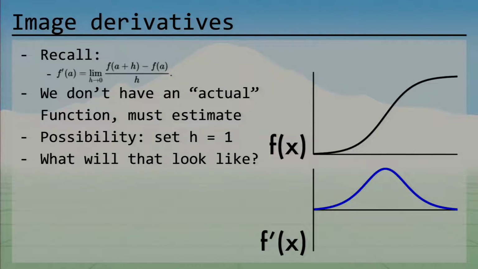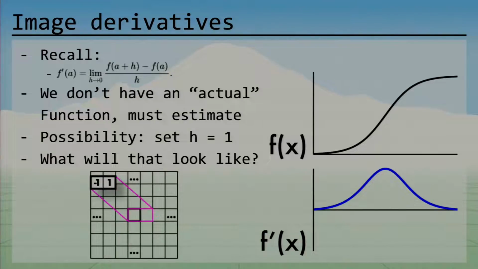And usually, you want the limit of this as the distance that you're moving goes to 0, but we can't really do that with images. So one possibility you might think about is, what if we just set h equal to 1? Instead of taking the limit as it goes to 0, let's just look at 2 adjacent pixels. And what this will look like in practice is just a convolutional filter.